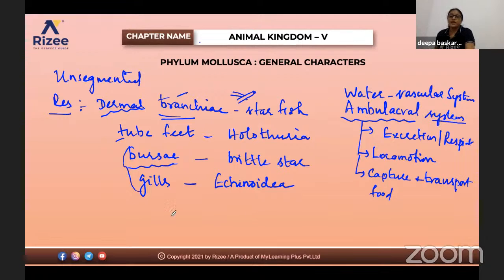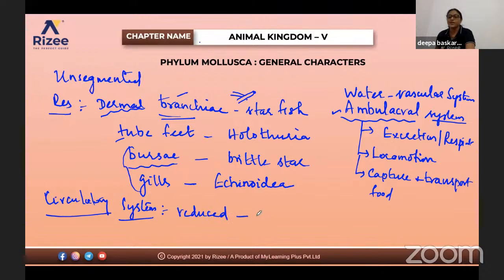So again, let us talk about the circulatory system. Just now we have completed the respiratory system. The circulatory system is very much reduced as they have this ambulacral system. No separate heart is available, and it is open type.